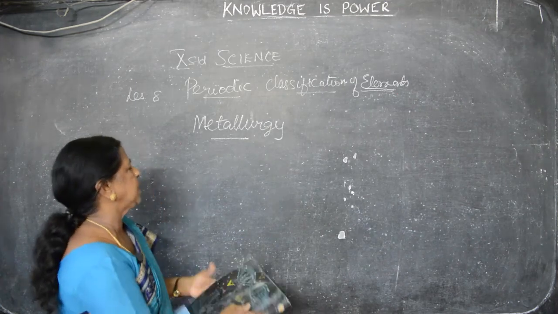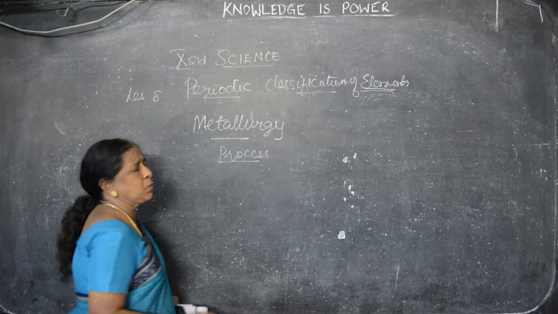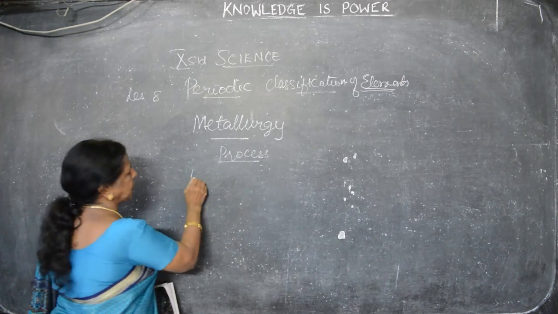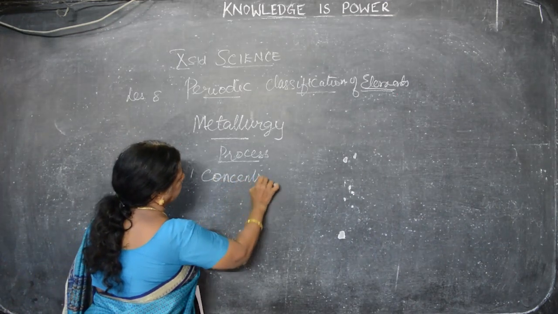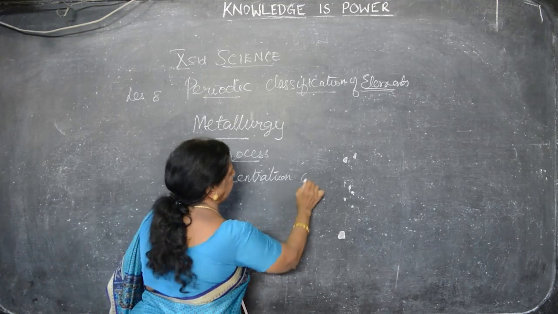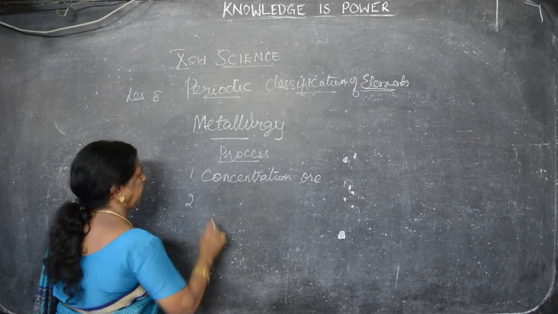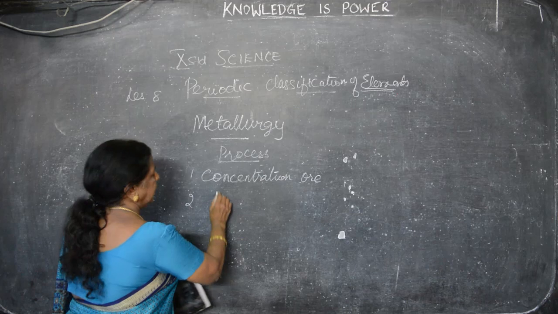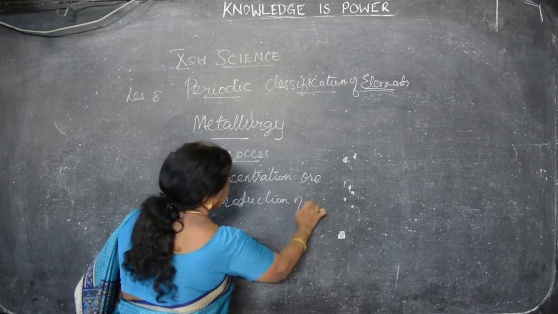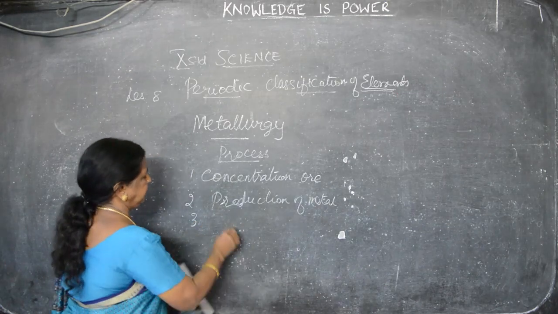So what are the three processes involved in metallurgy? Process means, in Tamil, procedures, how to proceed. What are the processes of separating in metallurgy? First one is concentration. Concentration or separation, both are the same only. Concentration of the ore. Ore means the metal you are getting, in what state you are getting it, that is known as what? Ore. Next one is production. From the ore we are separating the metal. Production of metal. And the third stage is refining.